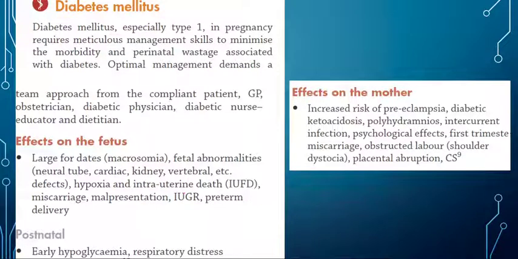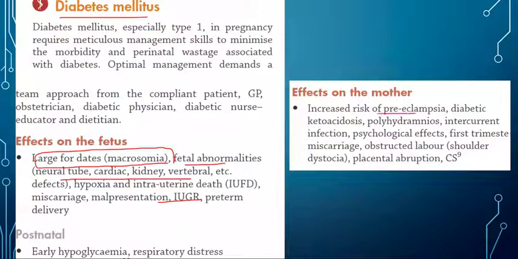Diabetes during pregnancy. Diabetes during pregnancy is a very important complication, because sometimes type 1 diabetes especially can cause a lot of complications for the baby as well as in the mother. Especially a diabetic child can become macrosomic, that means they can be very large for dates. Fetal abnormalities, a lot of abnormalities can happen. And also sometimes growth restriction, preterm delivery, miscarriages can also happen. And the mother can develop preeclampsia, polyhydramnios, a lot of complications.